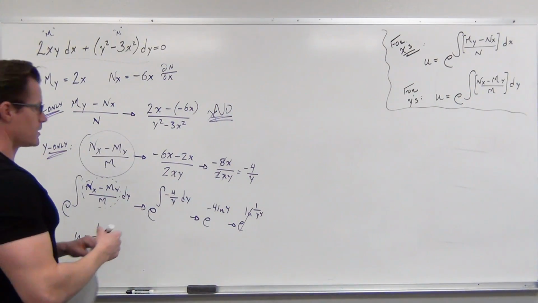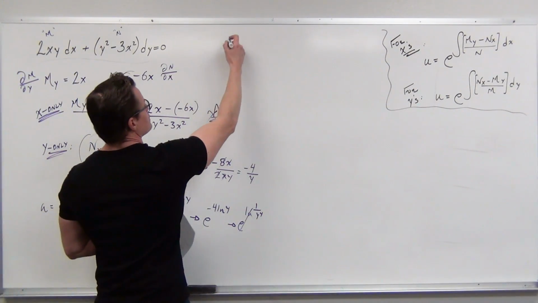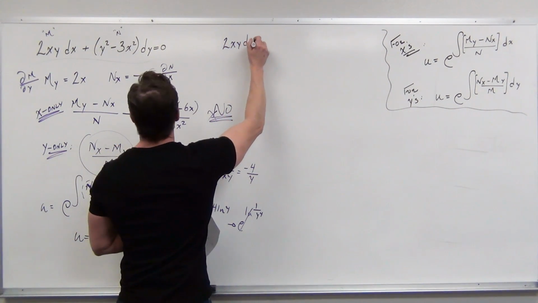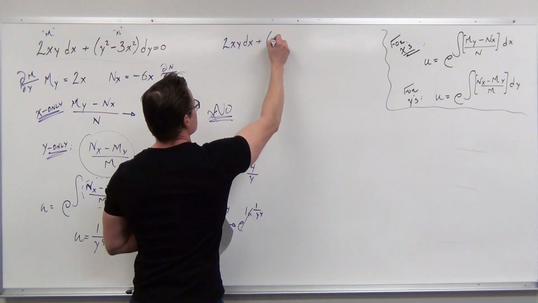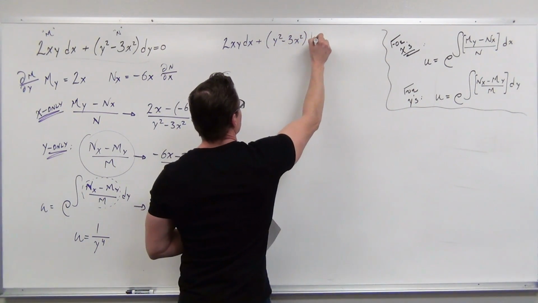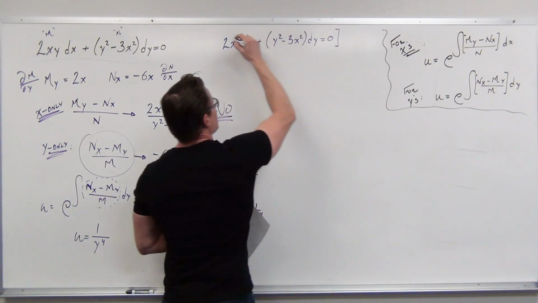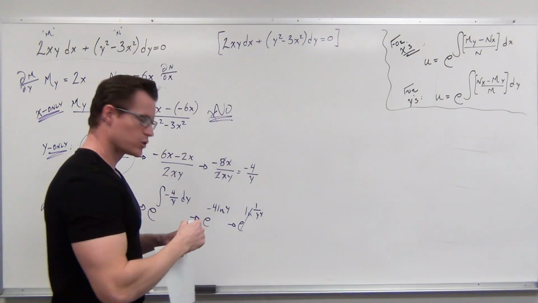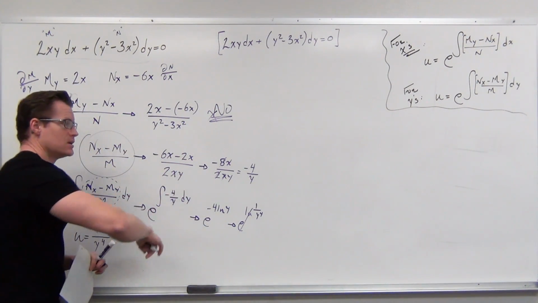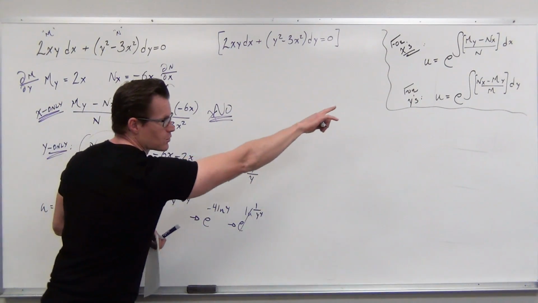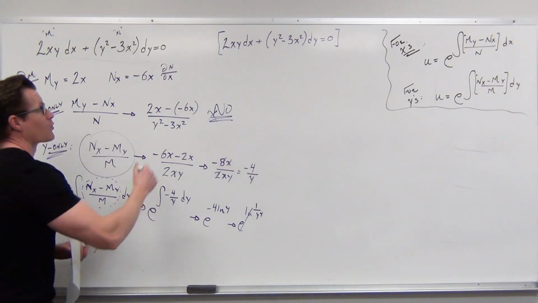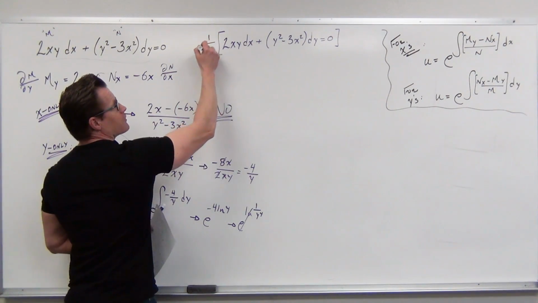So if that's your integrating factor, where we started was right here. And if we multiply everything by that integrating factor, not negative 4 over y, but e to the integral of that. That's how the integrating factor works. We just found the inside piece. Integrate e to that. Gives us an integrating factor of 1 over y to the fourth. Let's multiply everything by 1 over y to the fourth.